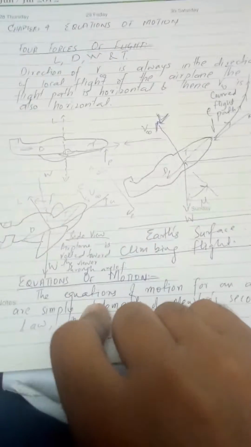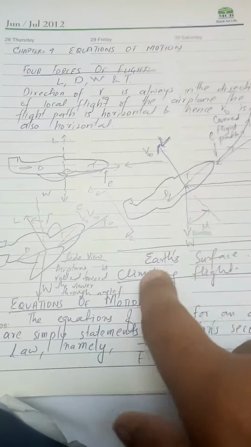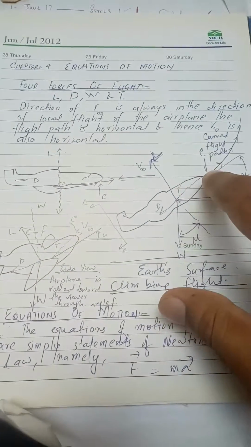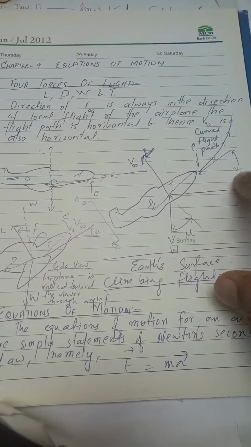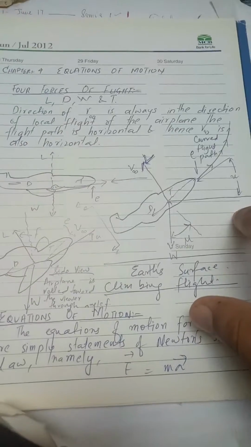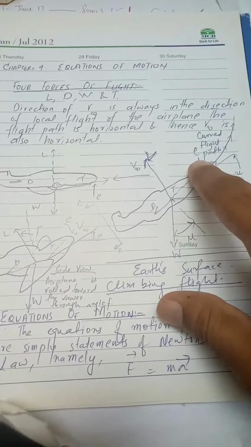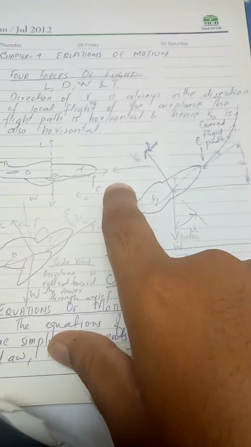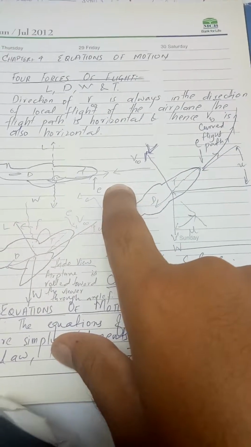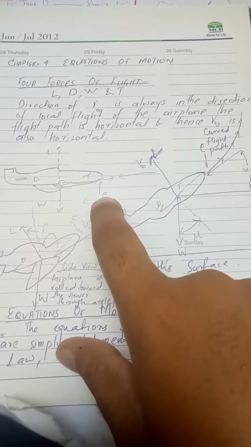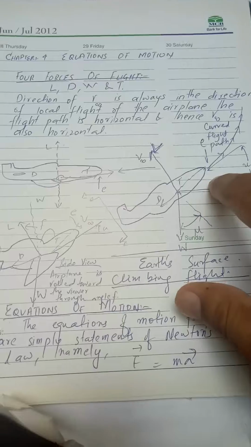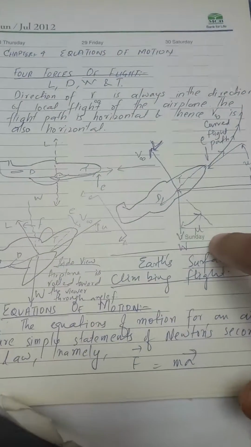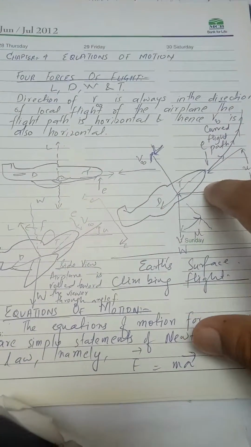So for the equations of motion, this is the Earth's surface, and it is climbing flight. The flight is now on a curved flight path, where mu is the angle from the parallel, and thrust is applied at this point. We have this line, parallel to the direction of flight, horizontal, and normally this is parallel, but over here this angle has been created by the curved path. You can see this is lift, this is weight, this is drag, and this is thrust in front of you.